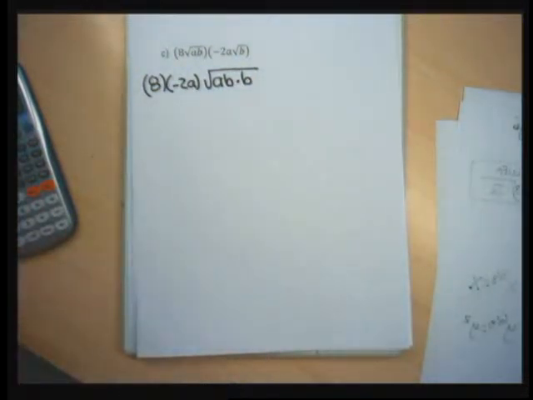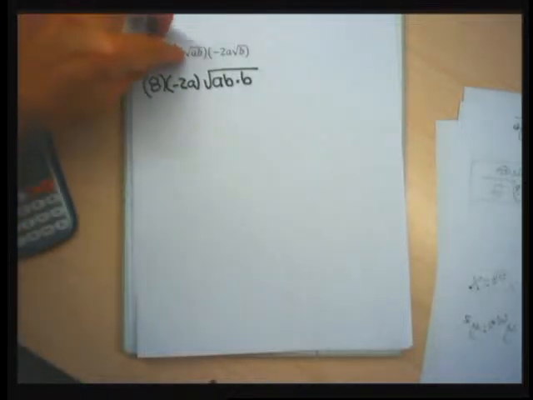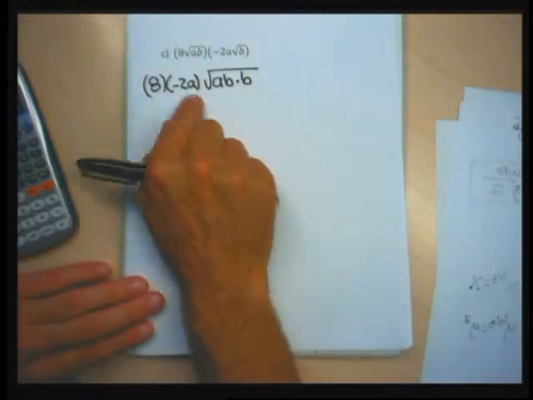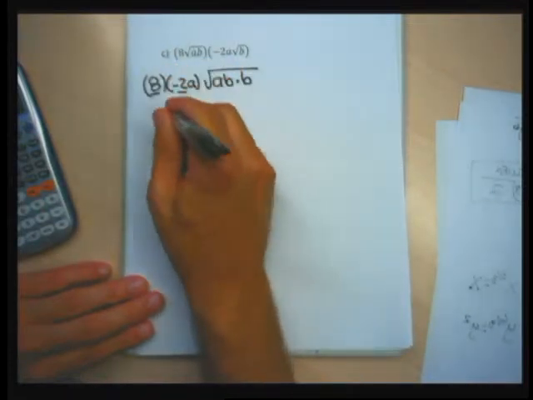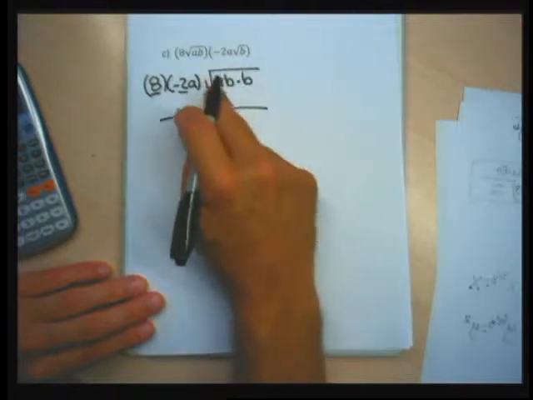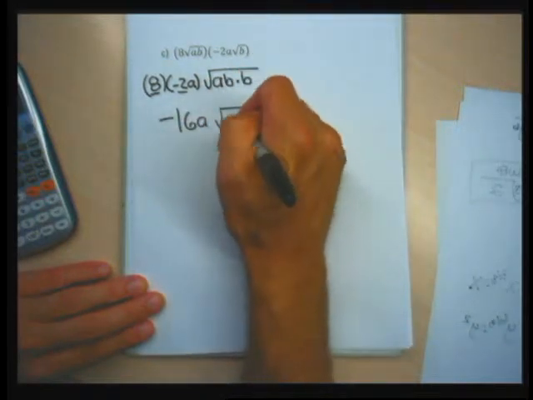So this isn't a foiling problem. There isn't a plus sign between the letters and the numbers to make me foil. So I'm just going to multiply outsides by outsides. This outside times outside, I can multiply the 8 and the negative 2 and get negative 16a. Under the radical, I get ab squared.